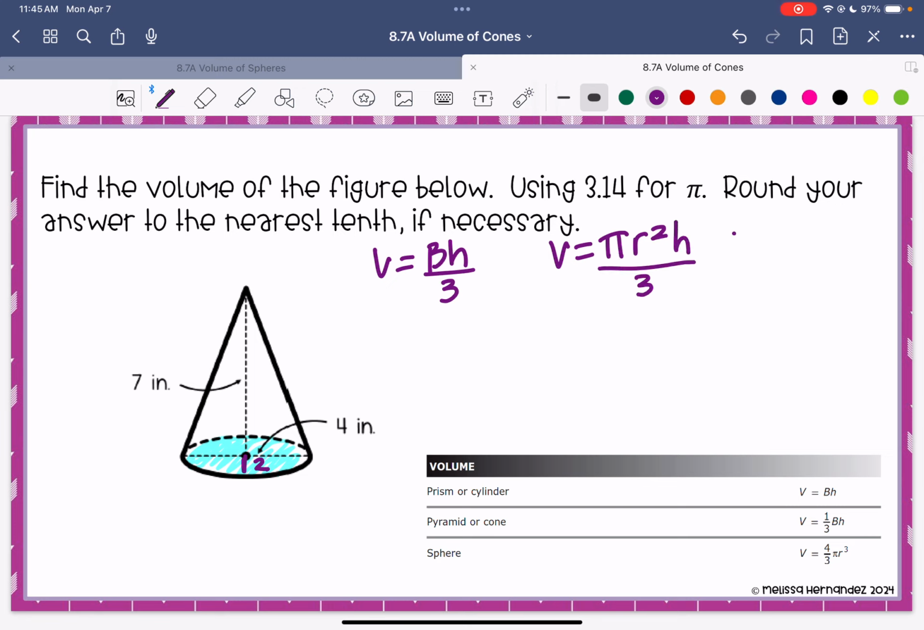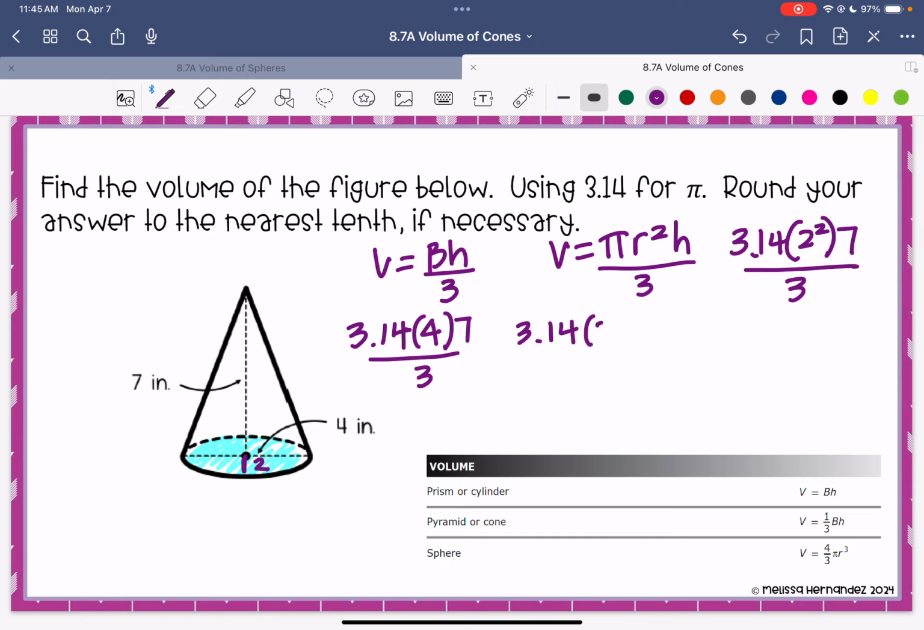Now, for pi, I'm using 3.14, my radius squared, and it still worked out, but if you used 4 and squared it, you would have ended up with 16. Now, the height is 7. And that would all be divided by 3. Now I'm going to start back on the left. I'm really sorry. 3.14 times 4 times 7. Now I'm left with 3.14 times 28 because of the 4 and the 7, because multiplication is commutative, so the order didn't matter.